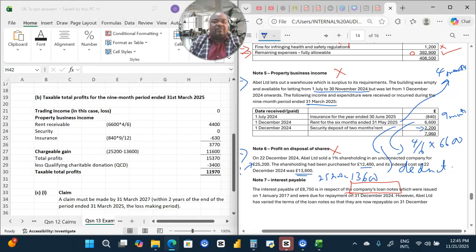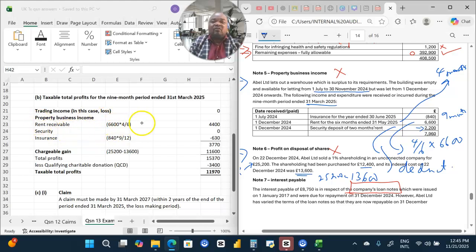Okay, now part B, like I said, we need to put a 0 there because we don't put negatives. All right, on this part, we don't put negatives. So this is why I said you can just ignore that, because when it is a loss, we cannot tax losses.